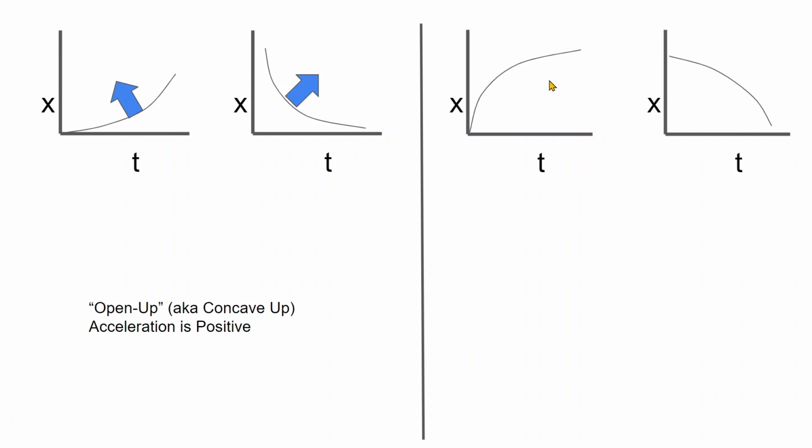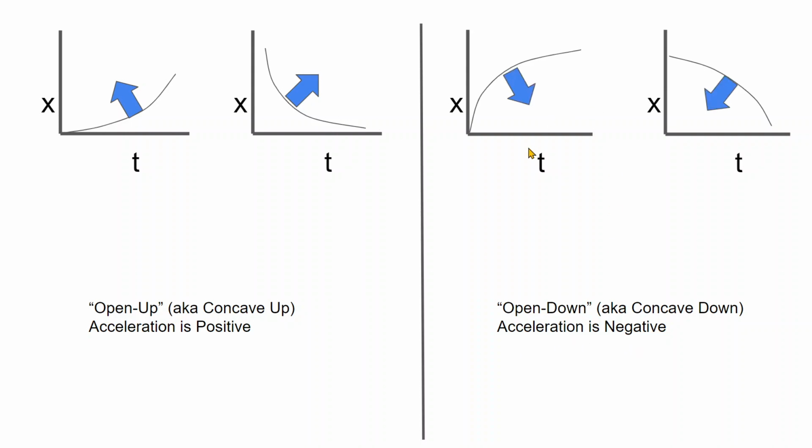For these two, you can see that the cave is open, aimed more down instead of up. So these would be open down or concave down. And this means the acceleration is negative. So you can just look at the way it's curved, open up or open down, and you can tell which way the acceleration is. Now, this is very important. It's true that in both these first two graphs, the acceleration is positive. That does not mean that the object is speeding up in both of these cases.